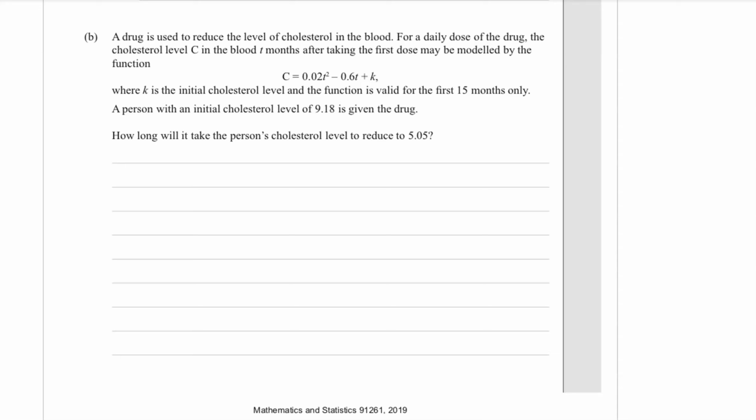Question B, bit of a word problem. You can read through it. We've been given a function. We've been told that the initial cholesterol level is 9.18. So we know that the initial value, that means K, because that's the value when t is 0, is 9.18. So our equation is C equals 0.02t squared minus 0.6t plus 9.18.